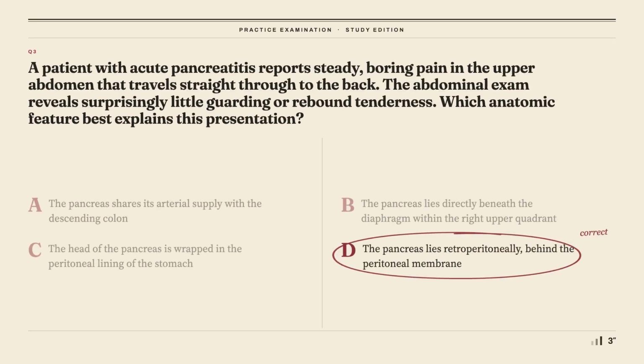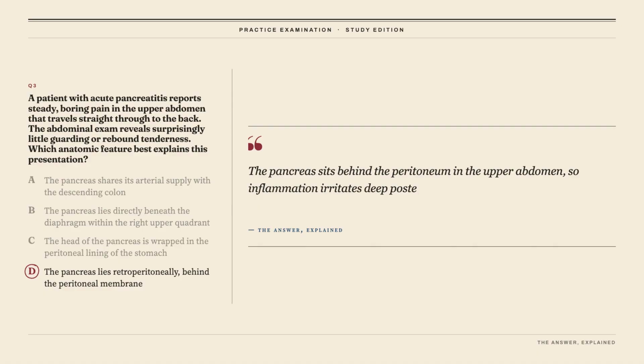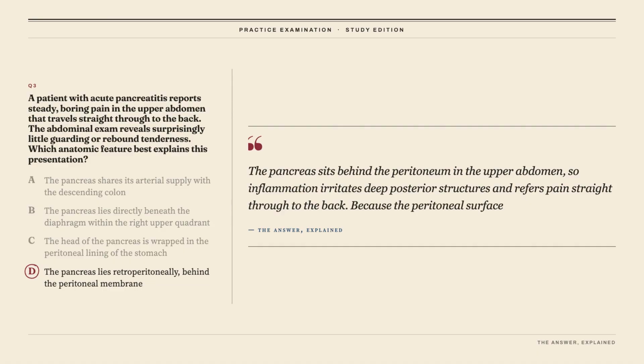The correct answer is D. The pancreas lies retroperitoneally, behind the peritoneal membrane. D is correct because the pancreas sits behind the peritoneum in the upper abdomen, so inflammation irritates deep posterior structures and refers pain straight through to the back. Because the peritoneal surface is not directly involved early on, guarding and rebound tenderness may be minimal. A deceptively soft abdomen does not rule out serious pancreatic disease.